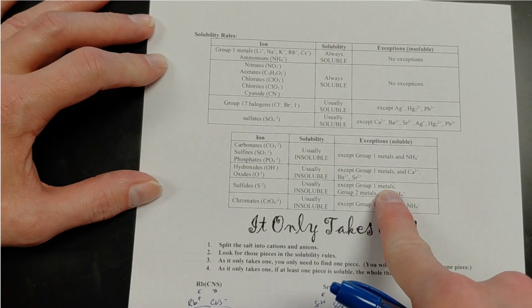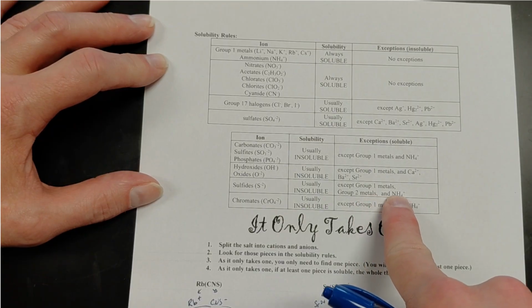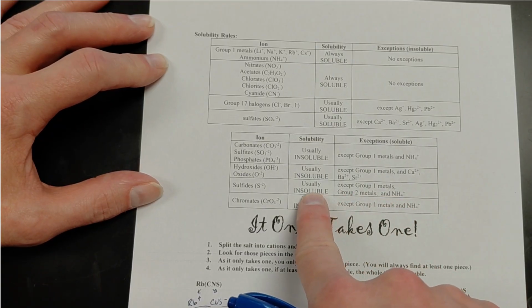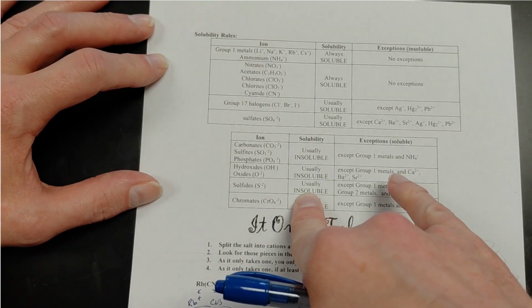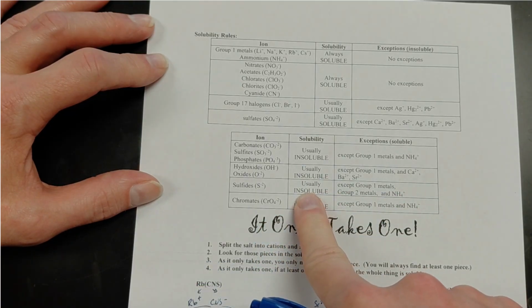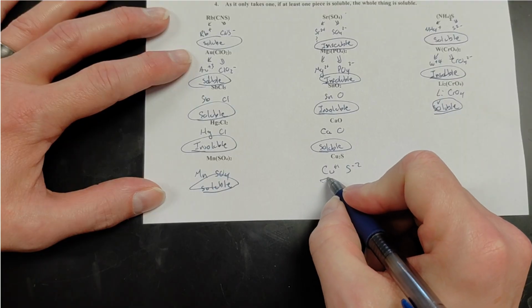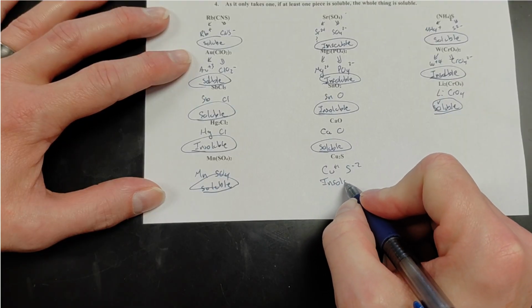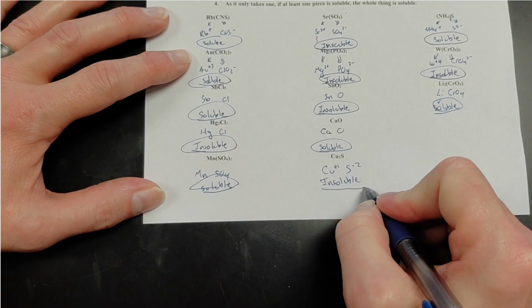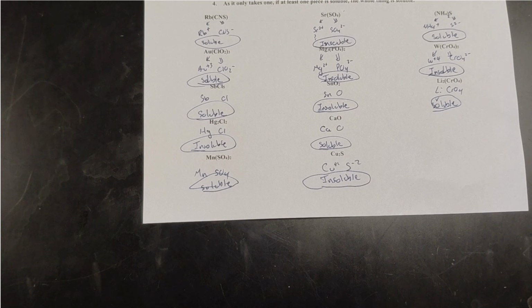Is copper a group 1 metal? No, it's not. Is copper a group 2 metal? No, it's not. Is copper ammonia? No, it's not. What do I do when I say no? I go back to the left again. Yes is up. No is back to the left. Insoluble. I have not found even one soluble, so I'm going to declare this whole thing insoluble. I did not find one. It only takes one, but I did not find one. If I don't find one, it's insoluble.